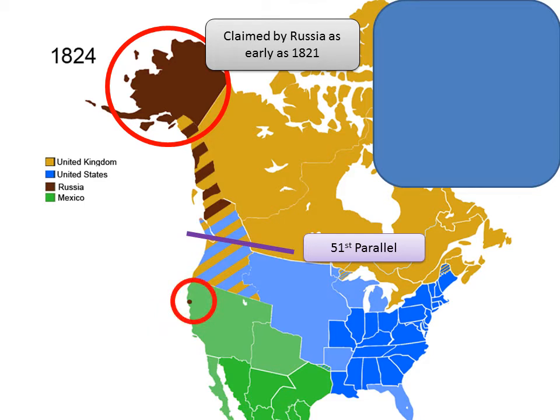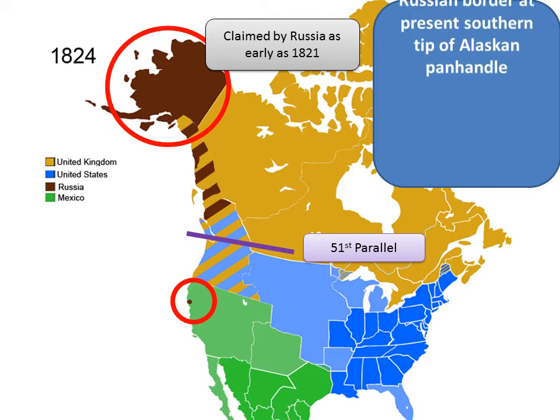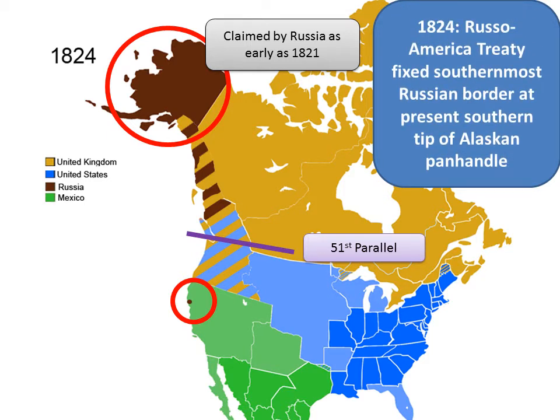Russia had set up trading posts even further south at around the entrance to the San Francisco Bay. And these actions by the Russians made Americans fear that they wouldn't be able to access the Pacific Ocean, which they desperately wanted access to for trade. So throughout 1823, and then finalized in early 1824, America signed the Russo-American Treaty with Russia, which fixed the southernmost boundary of Russia at 54°40', which is still the present southern tip of the Alaskan Panhandle.